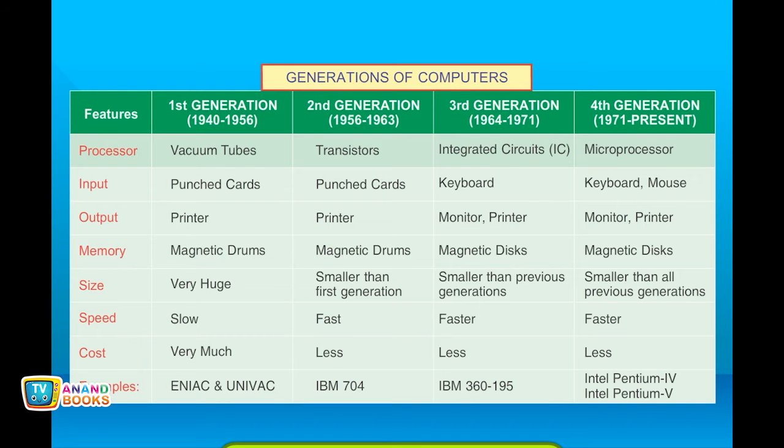Generations of computers. Features. First generation: 1940 to 1956. Second generation: 1956 to 1963. Third generation: 1964 to 1971. Fourth generation: 1971 to present.